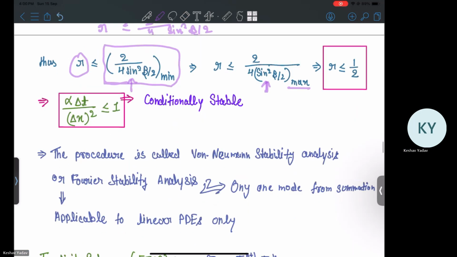So r is alpha delta t upon delta x square. So this condition will be that alpha delta t upon delta x square is less than or equal to 1 by 2.